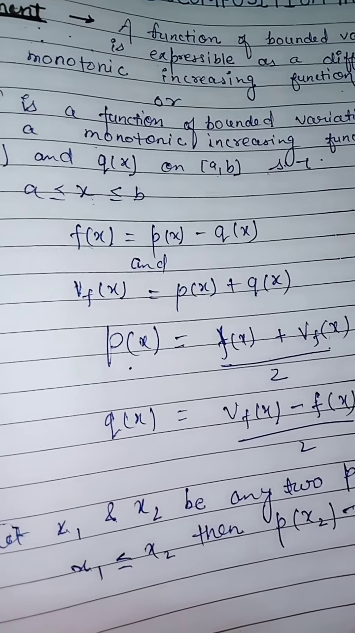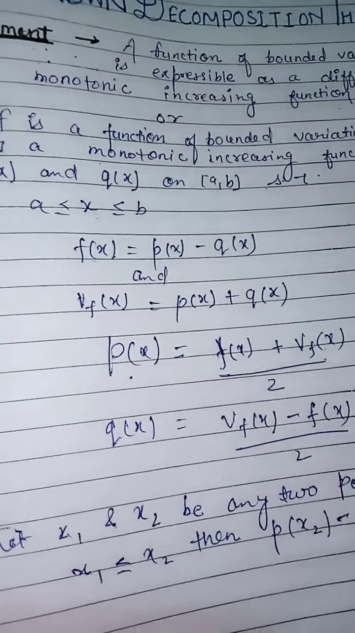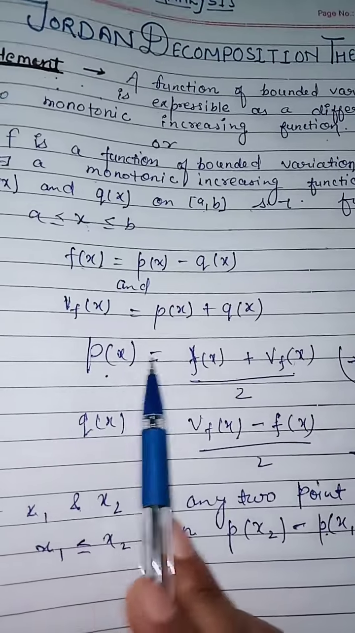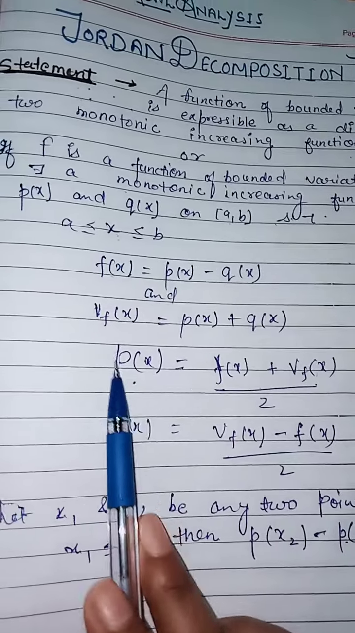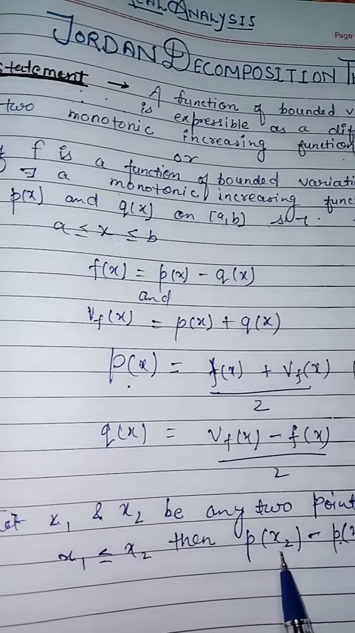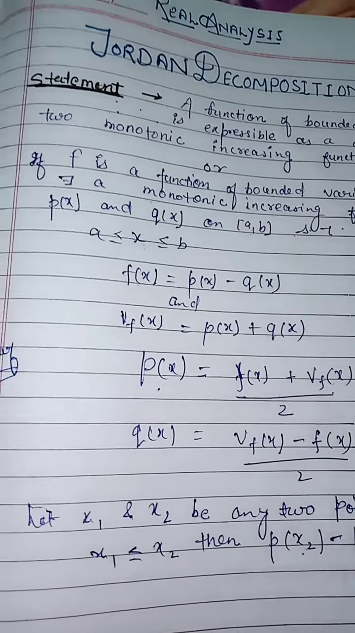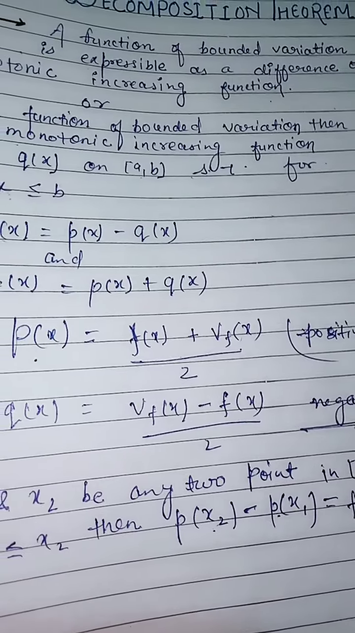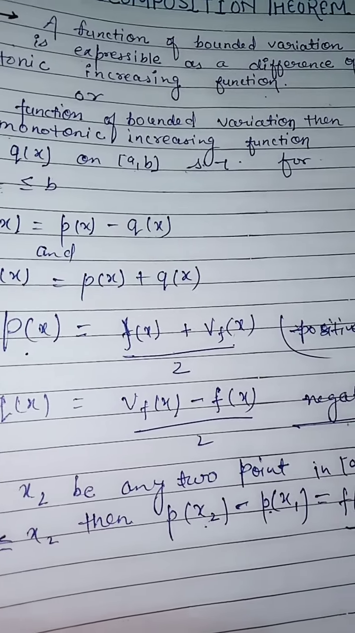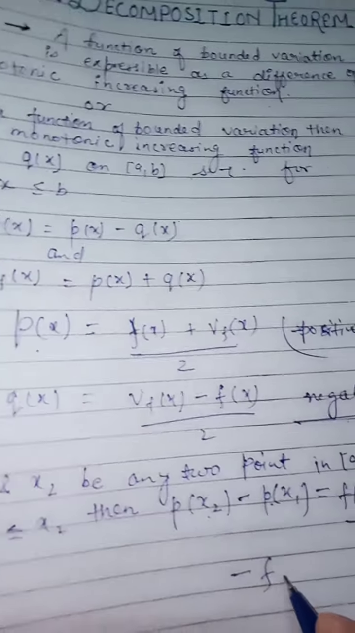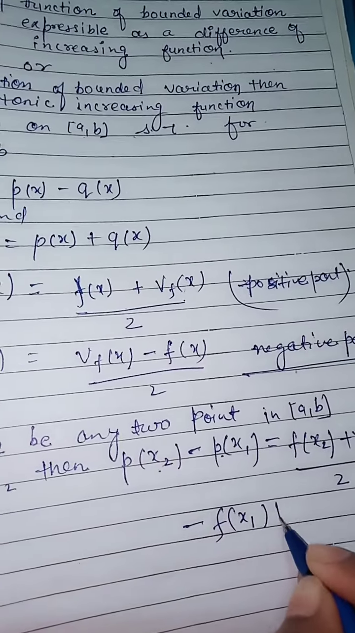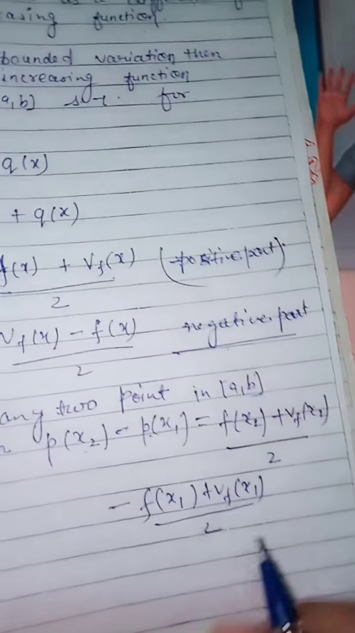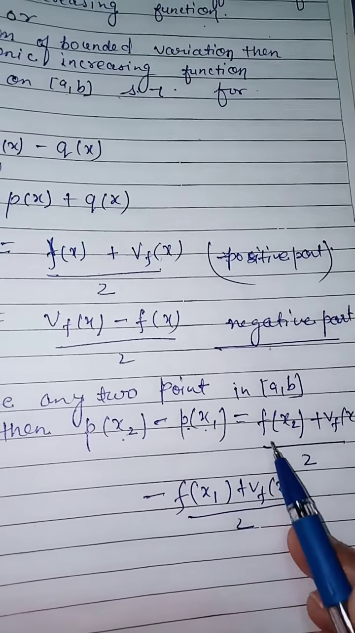p(x2) minus p(x1) is equal to what? We have p(x) here and q(x) here, so we have to find p(x2) from here. So how will we find p(x2) minus p(x1)? f(x2) plus variation function of x2 by 2, minus f(x1) plus variation function of x1 upon 2. Okay, this is our p(x2) minus p(x1).